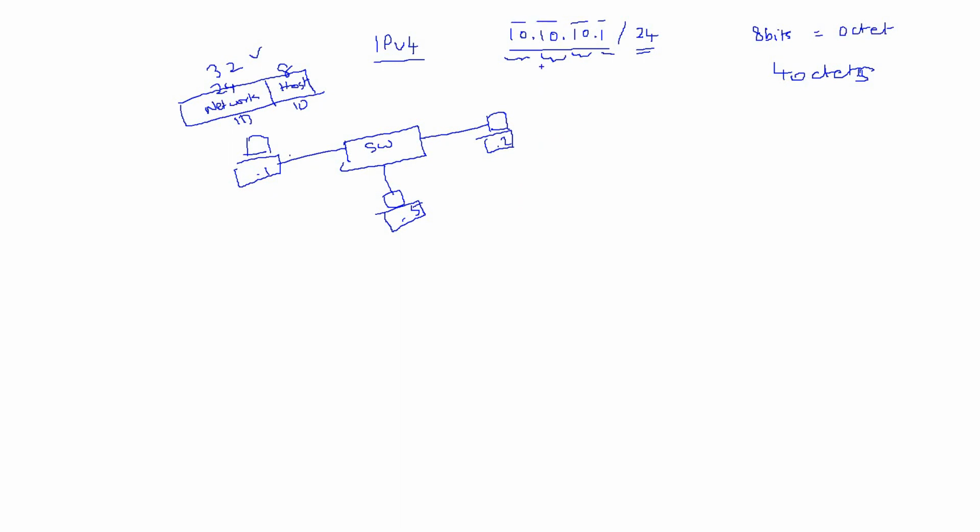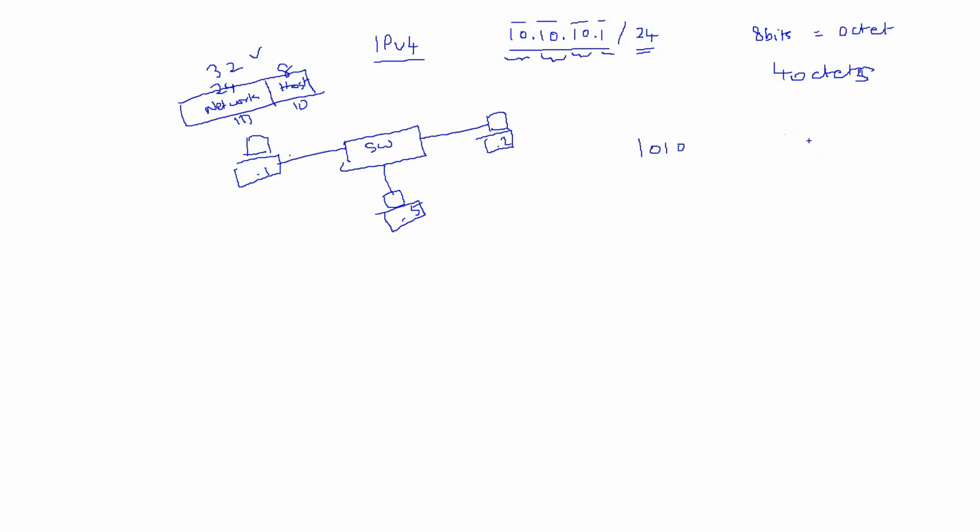So let's represent this in binary format. The decimal number 10, like I told you, these are all decimal values because this is a decimal representation. It's not 10 in binary, it's 10 itself, decimal 10. So decimal 10 in binary is 1010. For those who don't know how to do a conversion from decimal to binary, this is how you do it.